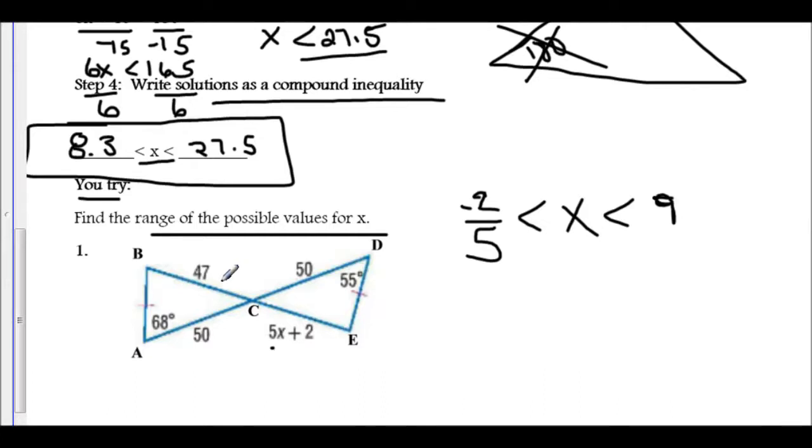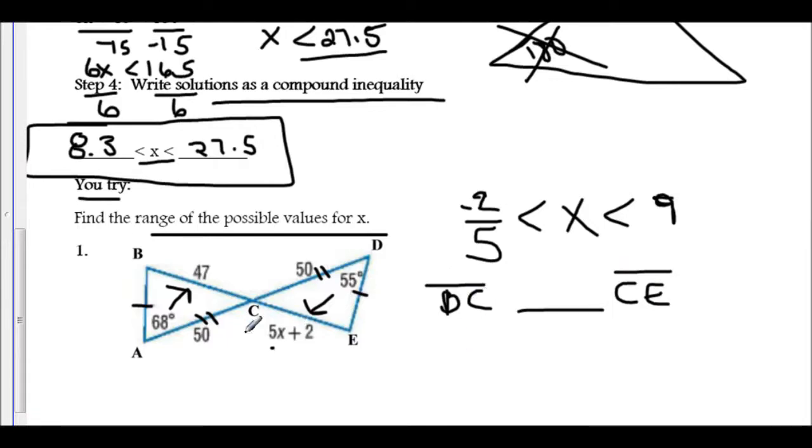All right, first step is, this is marked congruent to this, and we have our included angle, and then this side 50 is congruent to this side. So what we're looking at is a comparison of side BC to side CE, because those are the sides opposite the included angles. So BC has an angle of 68 across from it, and CE has an angle of 55 across from it. So BC, that 47, must be greater than CE, because 68 is greater than 55.